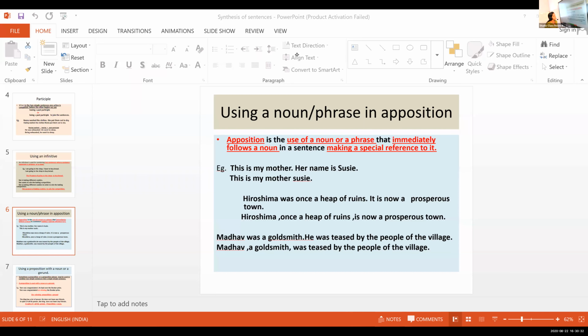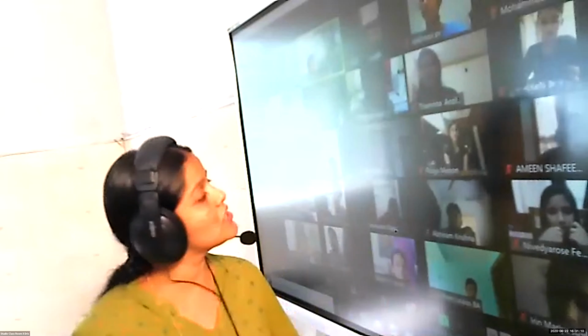Look at the second sentence. Hiroshima was once a heap of ruins. Kids, Hiroshima was once a heap of ruins. My second sentence, it is now a prosperous town. So tell me how to combine these two sentences using a phrase in apposition. Remember the example? This is my mother. Her name is Susie. After combining with the phrase in apposition, we made that simple sentence into this is my mother Susie. Now you have a sentence, Hiroshima was once a heap of ruins.